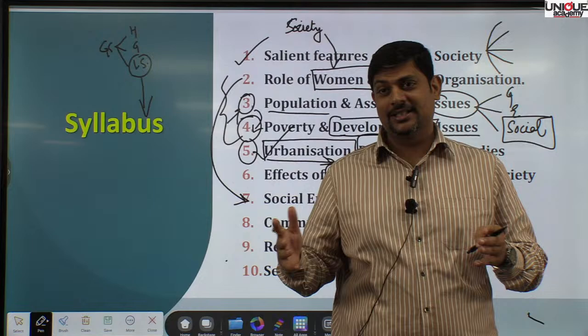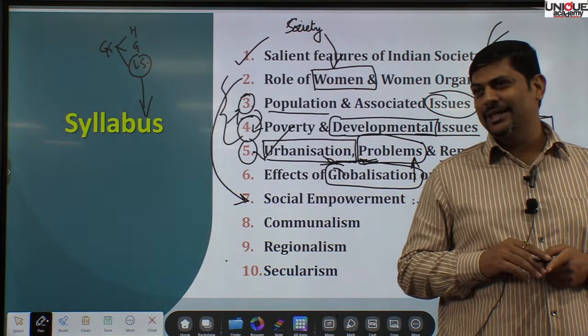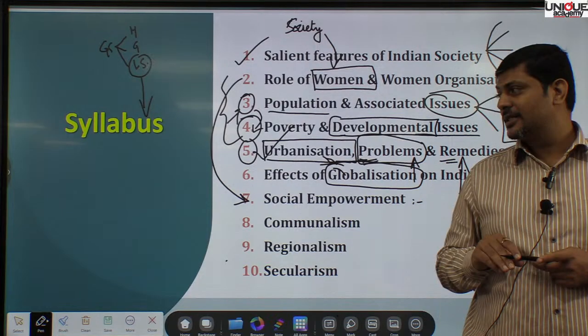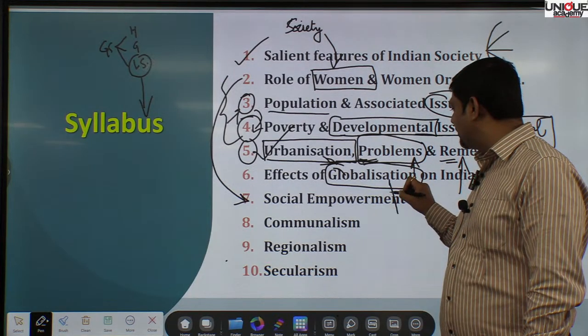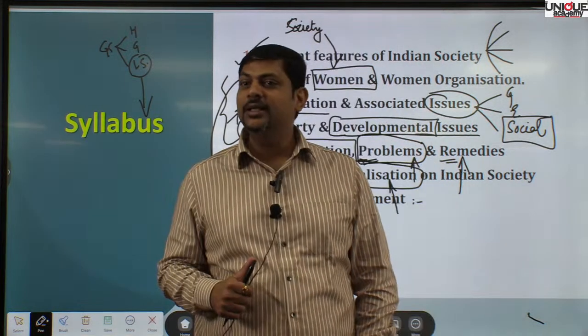So globalization is that the world is becoming one particular village. It can be explained in several ways. But the point is that because of this, what is happening? Some things that were not part of Indian society are now getting introduced to Indian society, isn't it?